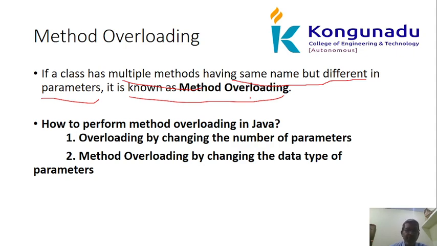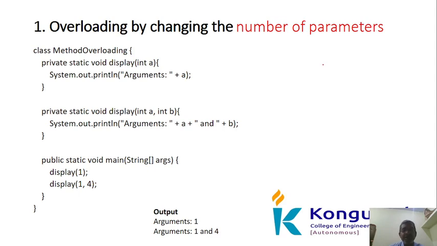How to perform method overloading in Java? Overloading by changing the number of parameters, that is one of the things. Second one, changing the data type. So there are two categories we can perform. One is based on the number of parameters. Another one is changing the data type of the parameters. First, overloading by changing the number of parameters.